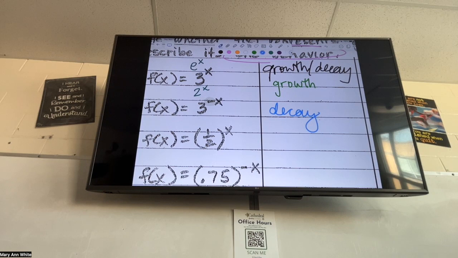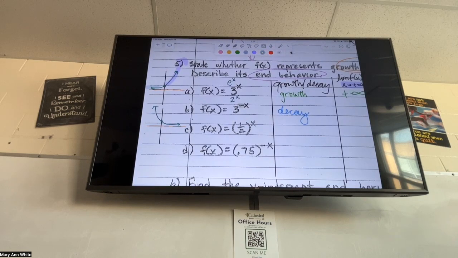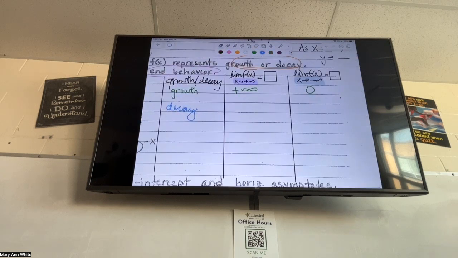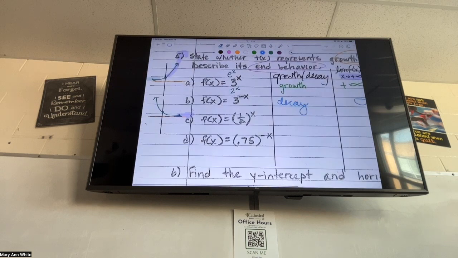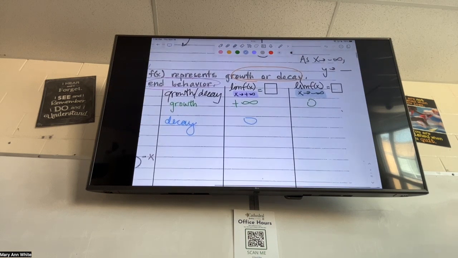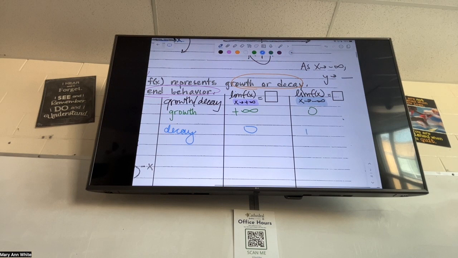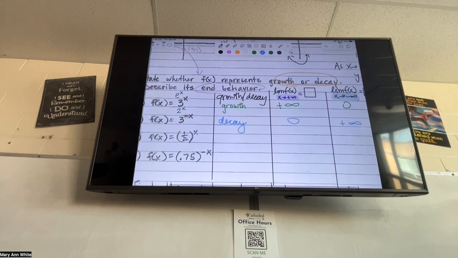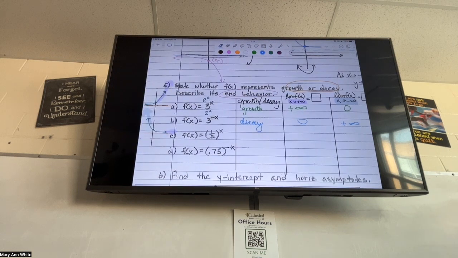And let's think about our end behavior. As x approaches positive infinity, what's my graph getting closer and closer to? 0. Okay. And then as x approaches negative infinity, what's my graph doing? Positive infinity. It's getting bigger, bigger, bigger. So they're just flipped. I'm going to argue the next two answers are one of the ones that we've already done.